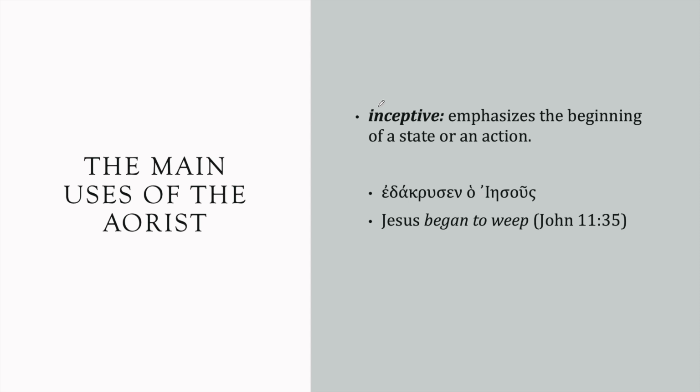The other nuance of the aorist tense is the inceptive meaning, and this is kind of like the inceptive imperfect, exactly the same, and emphasizes the beginning of a state of being or an action. So here we have an example from John 11:35. E dak rusen ha Jesus. Jesus began to weep. We could also translate it, that's also translated Jesus wept, but Jesus began to weep. The idea that it's the beginning of the action of Jesus' weeping.